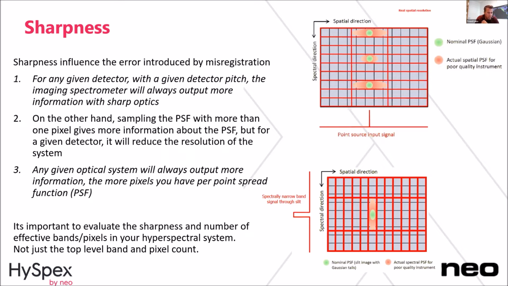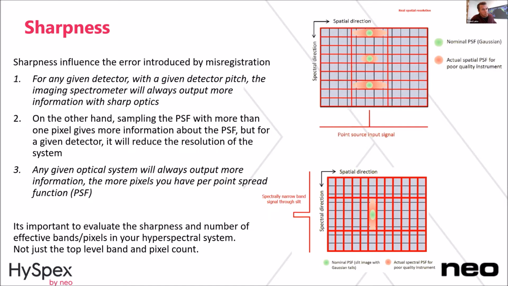But for any given detector with a given detector pitch, the imaging spectrometer will always output more information with sharper optics. That's a fact. Then fact number 2 is, on the other hand, sampling the PSF with more than 1 pixel gives you more information about the PSF. But for a given detector, it will reduce the resolution of the system. Any given optical system will always output more information the more pixels you have per point spread function. So ideally, you should have many pixels per PSF and a lot of effective pixels.